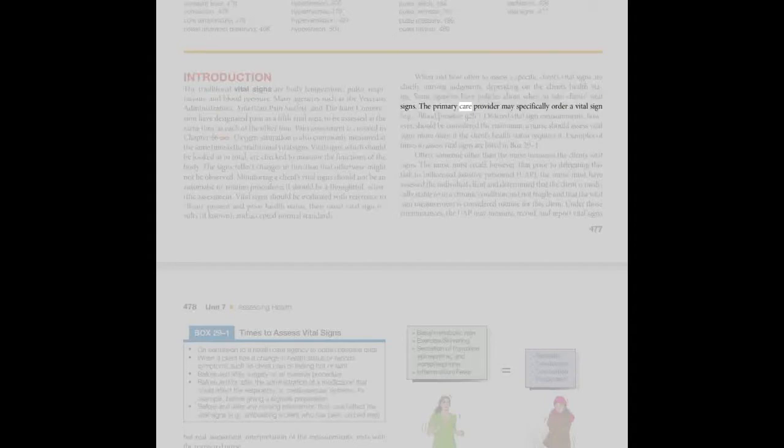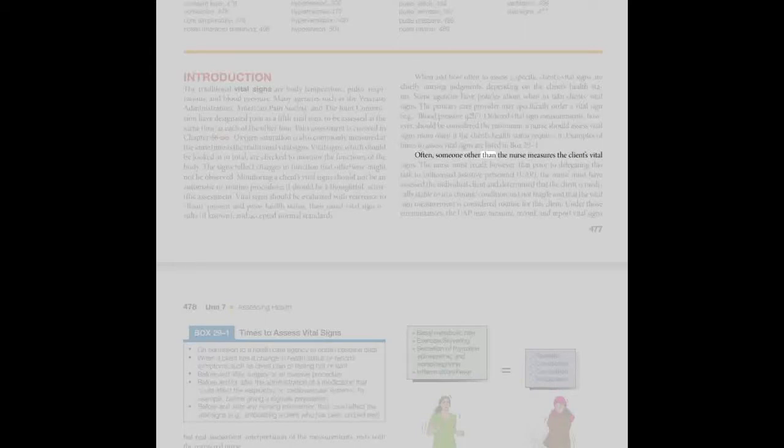The primary care provider may specifically order a vital sign, for example, blood pressure Q2H. Ordered vital sign measurements, however, should be considered the minimum. A nurse should assess vital signs more often if the client's health status requires it. Examples of times to assess vital signs are listed in Box 29-1.